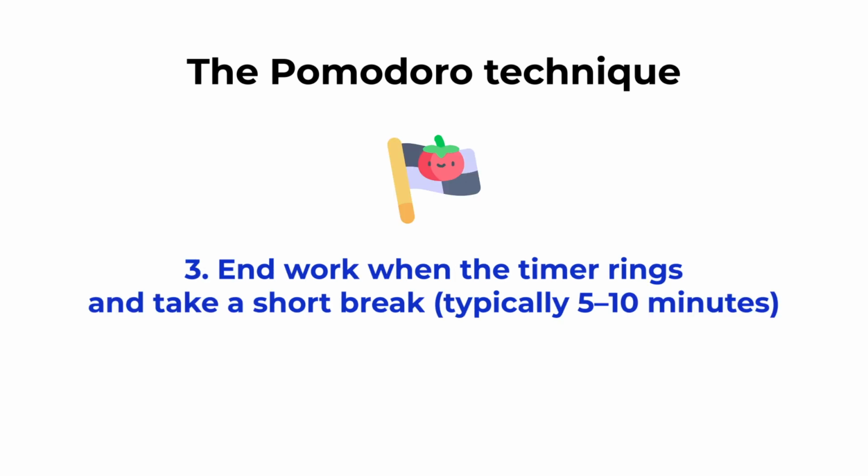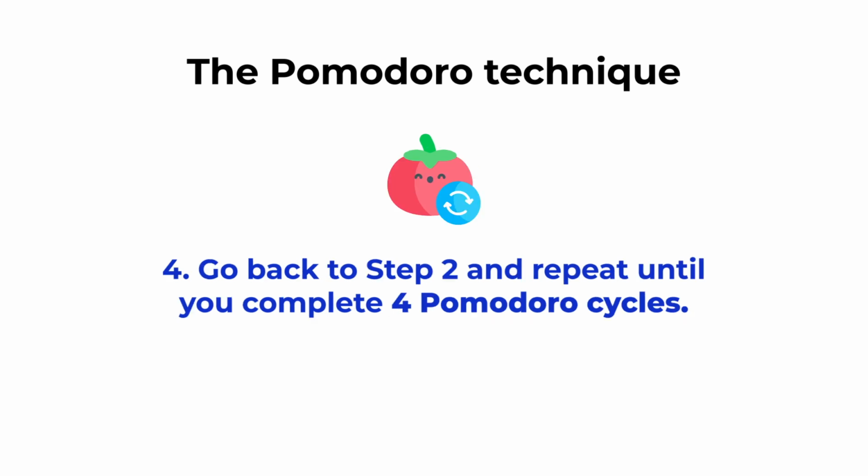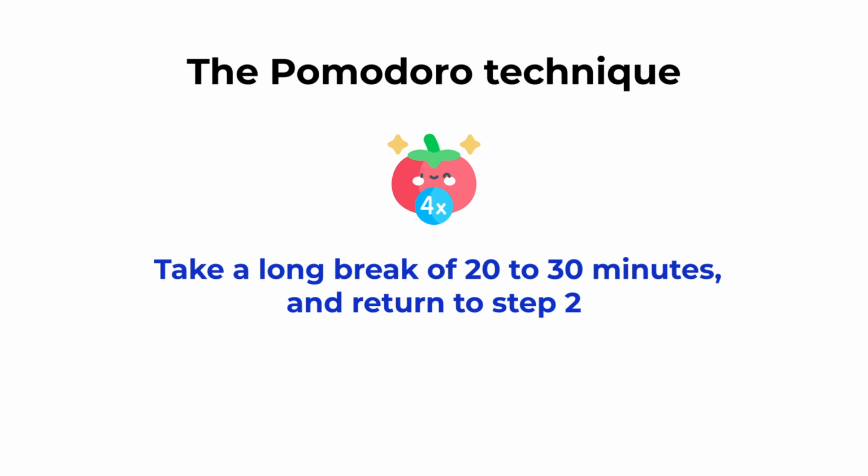Number 3, end work when the timer rings, no matter where you're at in the task, and take a short break, typically 5 to 10 minutes. You can take a quick walk, you can have a light stretching session. Number 4, go back to step 2 and repeat until you complete 4 Pomodoro cycles. Then take a long break of 20 to 30 minutes, and once that's finished, return to step 2 again and repeat the cycle as many times as necessary.